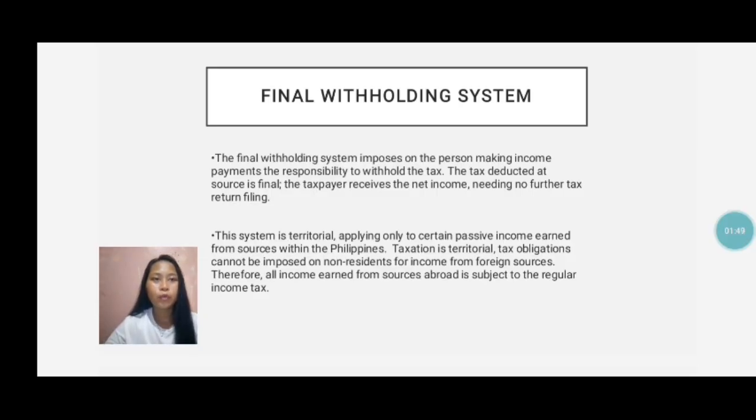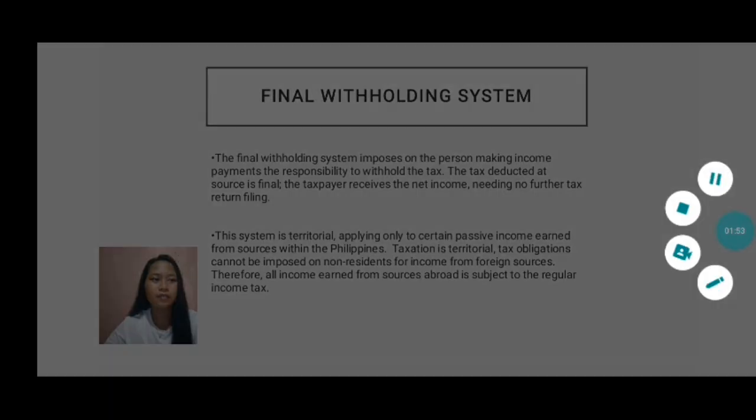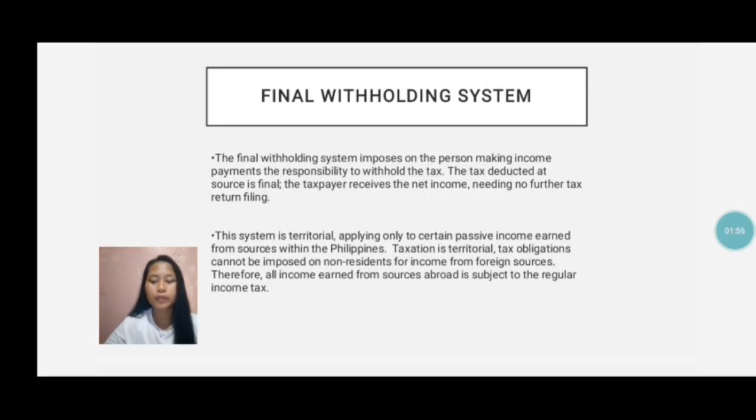So, final withholding tax. What is the final withholding system? It simplifies tax compliance and reduces administrative burdens for both taxpayers and tax authorities. The final withholding system imposes on the person making income payments the responsibility to withhold the tax. The tax deducted at source is final. The taxpayer receives the net income, needing no further tax return filing. This system is territorial, applying only to certain passive income earned from sources within the Philippines. Tax obligation cannot be imposed on non-residents for income from foreign sources. Therefore, all income earned from sources abroad is subject to the regular income tax.